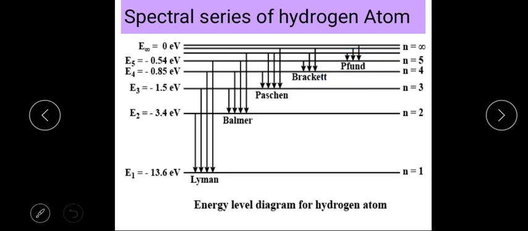So in this way, during the transition, electromagnetic radiation is emitted which has a specific wavelength, and that we call the spectrum. Each transition has a specific wavelength and specific frequency. Now, to calculate the wavelength or the frequency of the emitted line during the transition of the electron from a higher energy state to a different state, as we have classified in the five series, we need to calculate the wavelength of the emitted lines.